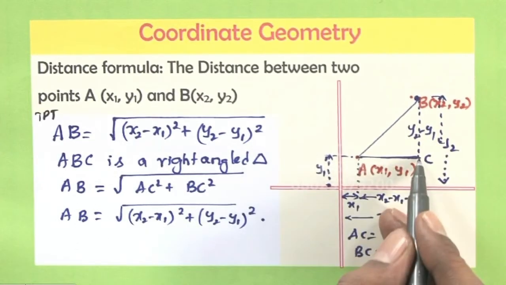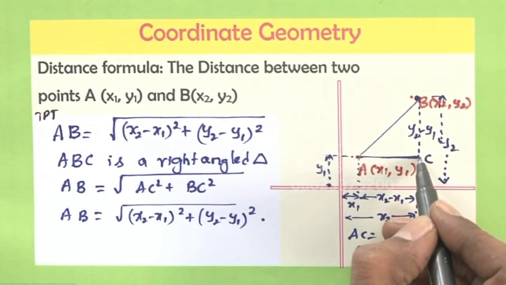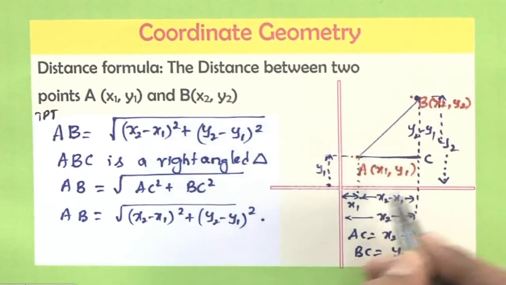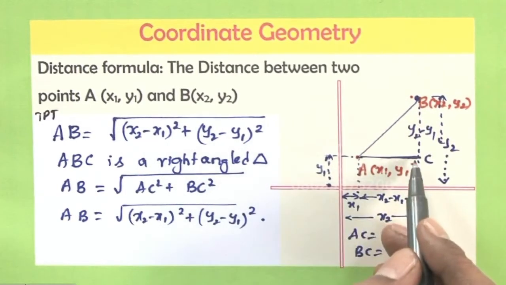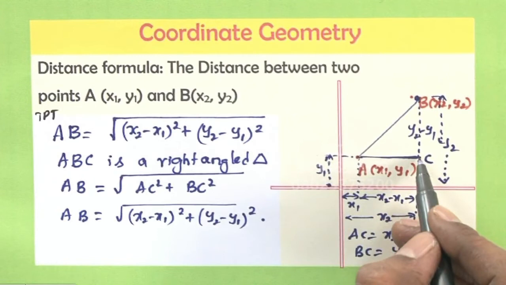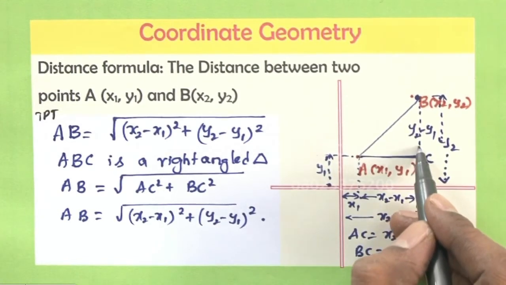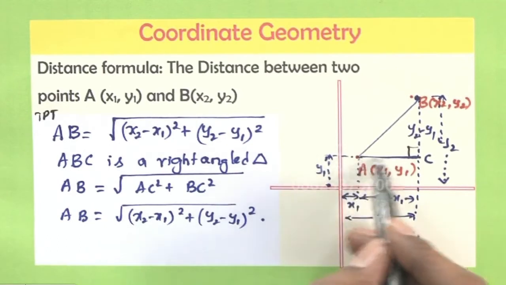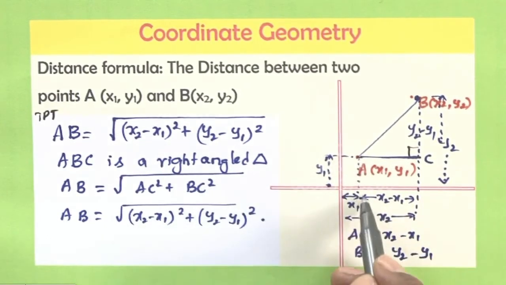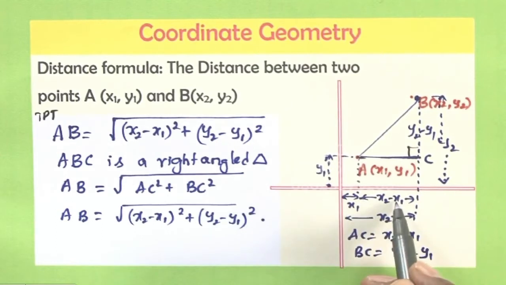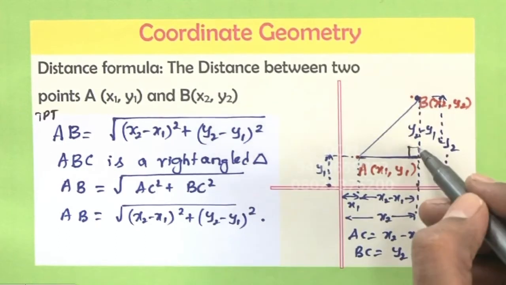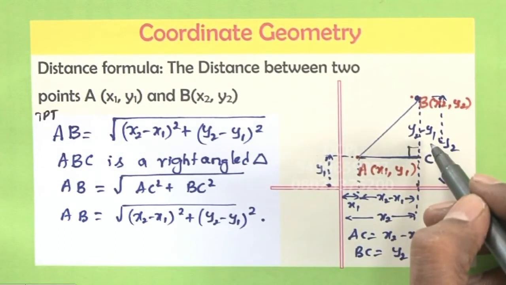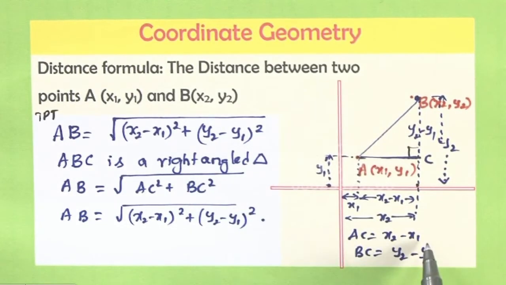So A, and we have located a point C, which is the intersection of the perpendicular from the x-axis to point B and the perpendicular from the y-axis to point A. So we got point C. Point C is the right angled vertex of the triangle, and this total length is x2 and this length is x1. Therefore, the distance AC is given by x2 minus x1. Similarly, this total length is y2 and this length is y1. Therefore, the length BC is given by y2 minus y1. Right? So we got AC equal to x2 minus x1, BC equal to y2 minus y1.